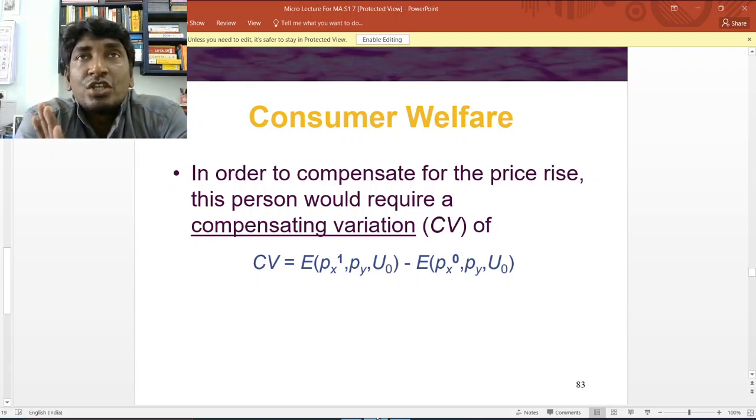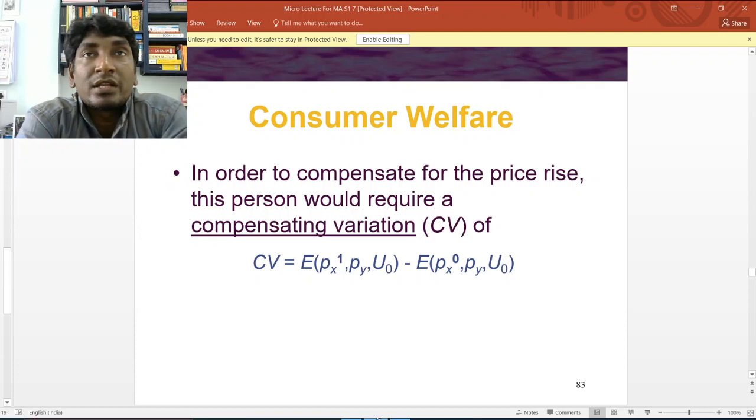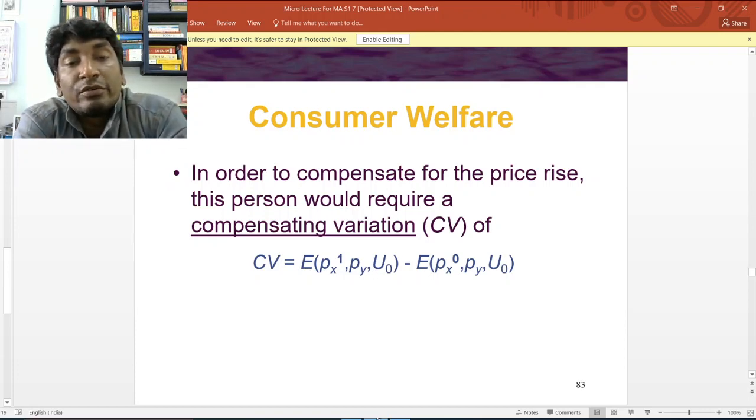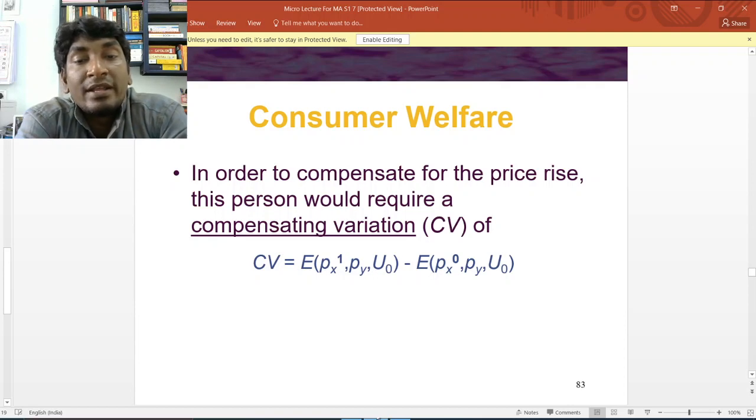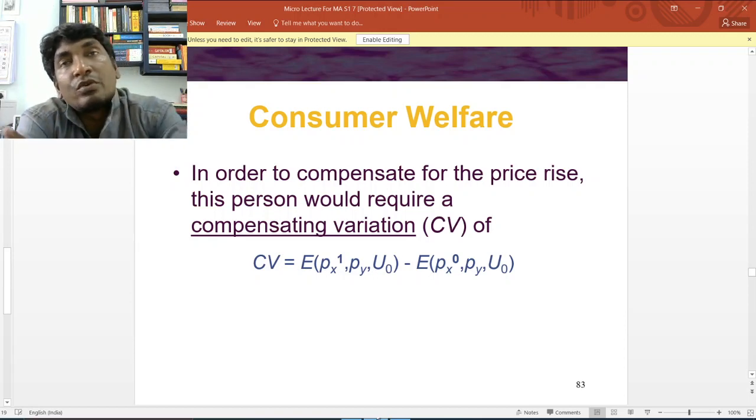So if there is a change in price, how much money do you have to give the person to have the original utility? That is what is called the compensated variation, which has always been discussed. So CV is equal to E(Px1, Py, U0) minus E(Px0, Py, U0). So this is your original utility. What does it mean? Original utility.